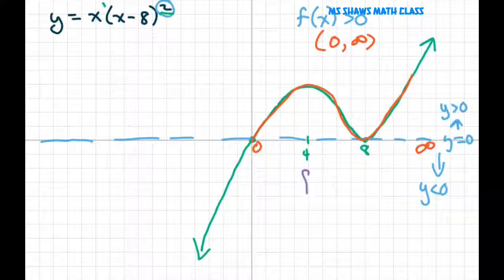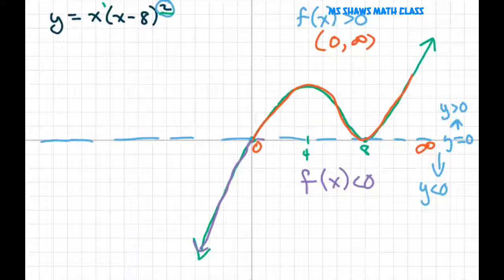And down here, where is my y or f of x negative? Well, that's this portion here. So that would be 0 to negative infinity, or negative infinity to 0.